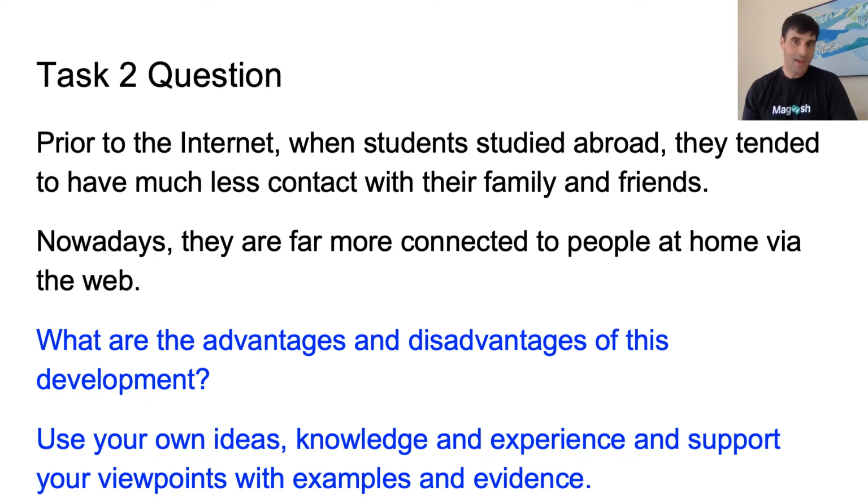Now notice, you're not necessarily supposed to give your perspective in this essay. Some of these Task 2 essays, advantages and disadvantages essays, ask you to take a side, to say which you agree with or which you think is better. This one does not. What you need to do in this essay is to provide a balanced perspective on the topic, right? So you're going to give equal consideration to both sides, the advantages and disadvantages.